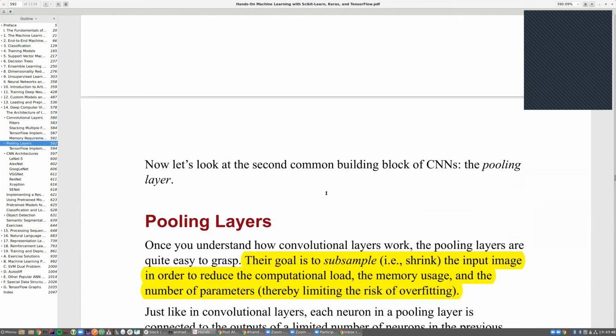So I think we'll probably stop there, because pooling layers are next. We'll see. Hopefully the guys on Sunday will do those.